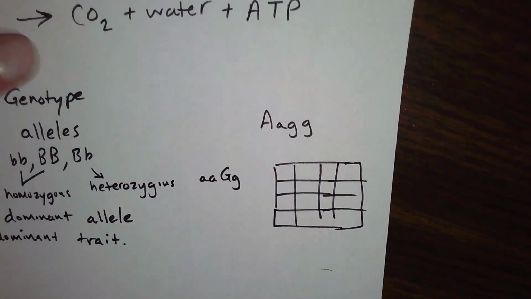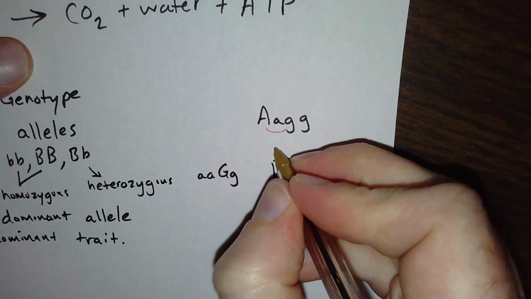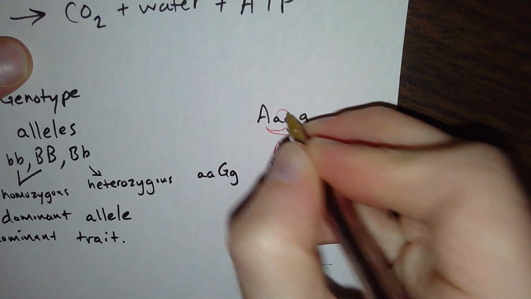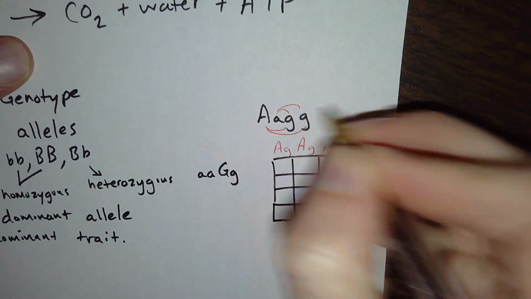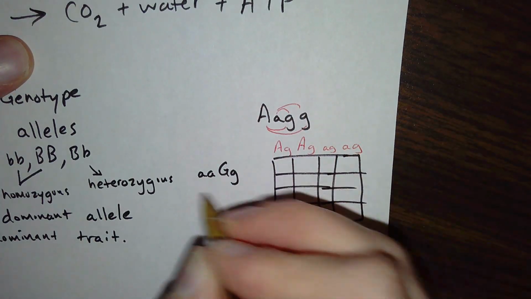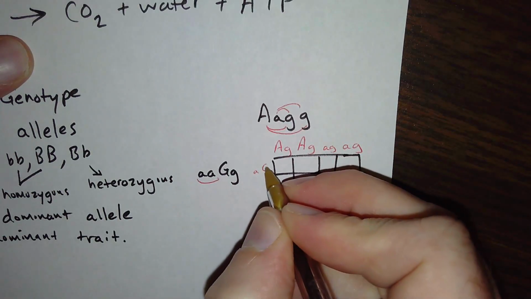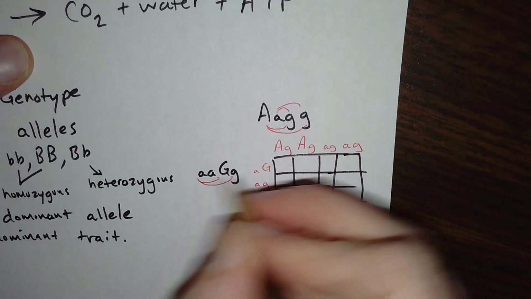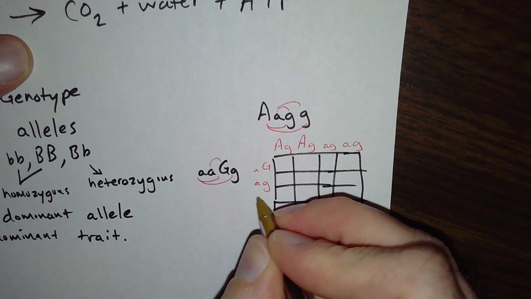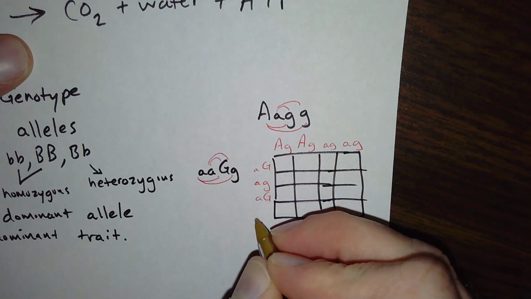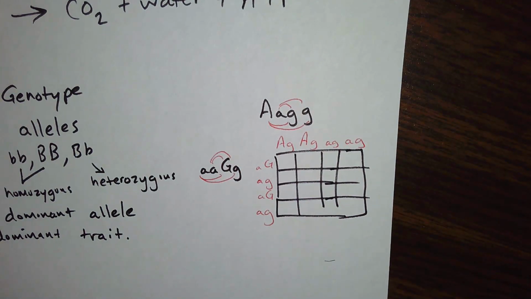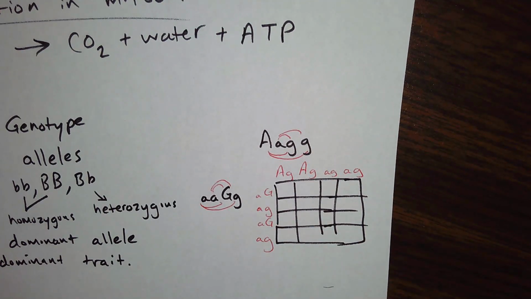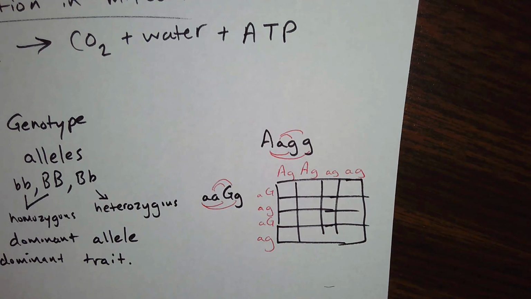So the FOIL method. First, outer, inner, last. Same thing over here. First, outer, little a, little g, inner, little a, big G, last. You can do the rest from here. Remember to analyze it. Everything in here will have 4 letters because we're analyzing 2 traits at the same time.